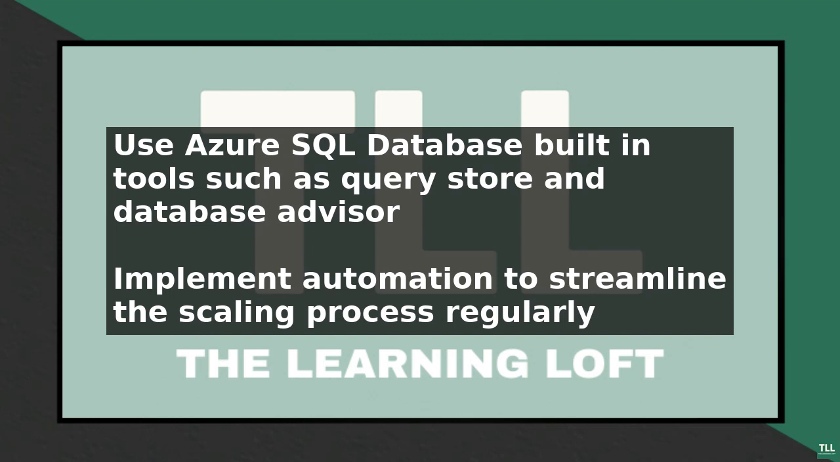Best practices for troubleshooting Azure SQL Scale-Out include regularly monitoring database performance, testing and validating changes before deploying them to production, and implementing automation to streamline the scaling process. By following these steps and best practices, you can effectively troubleshoot Azure SQL scale-out issues and ensure that your database is performing optimally.